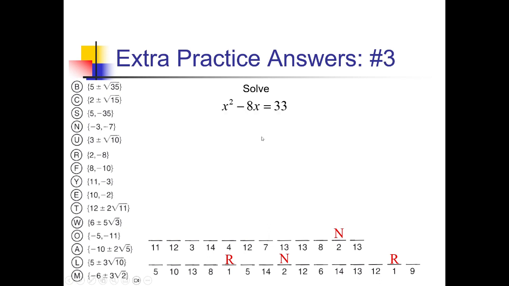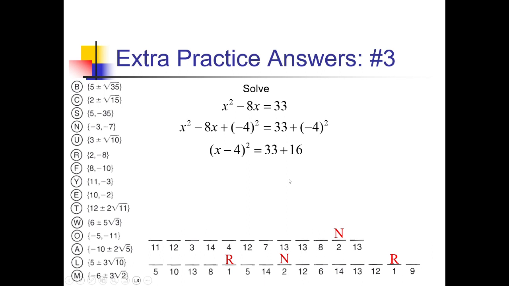Solve this by completing the square. I can go ahead and take half of negative 8, which is negative 4. Square that and add that to both sides. So that gives me an x minus 4 quantity squared on the left, 33 plus 16 on the right.